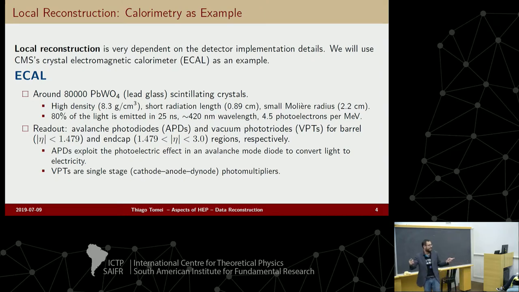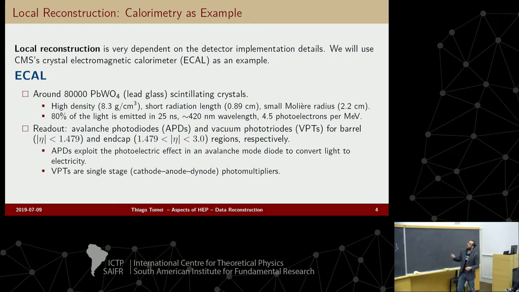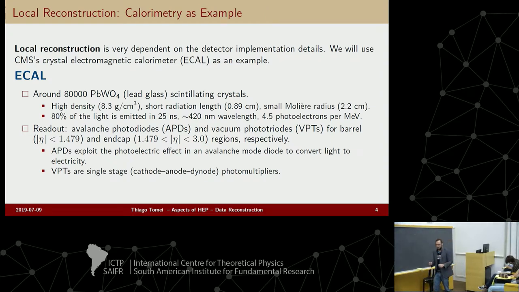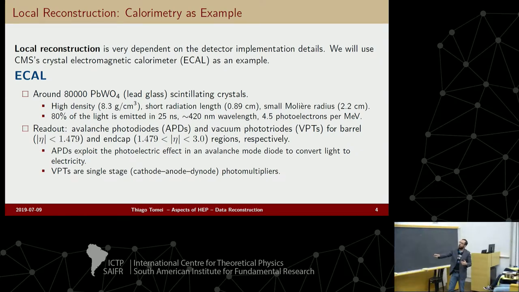And they're 15 centimeters. So approximating that by one, that means that if a shower goes into one side of the crystal, it comes out with e^-15 of the energy on the other side. So it's amazing. It manages to really stop the shower. A small Moliere radius as well. I didn't explain Moliere radius, but the idea is that it's related to the radiation length just in the transverse direction. So the shower is well contained. It's pencil-like. It doesn't spread a lot. It emits a lot of light very fast, 80% in 25 nanoseconds. It's blue. And it's transparent to blue.